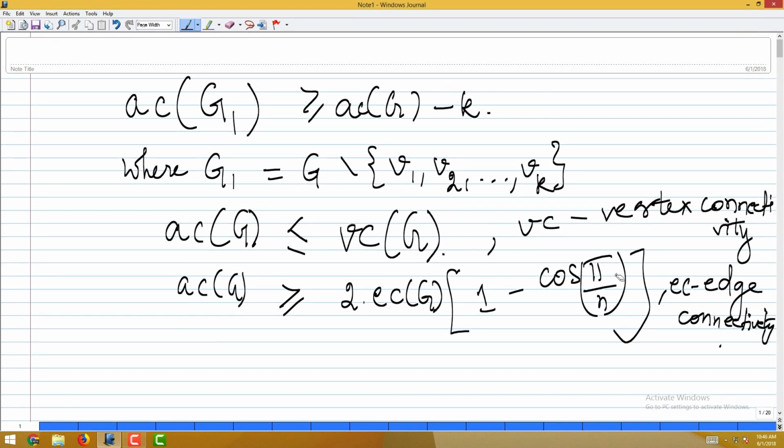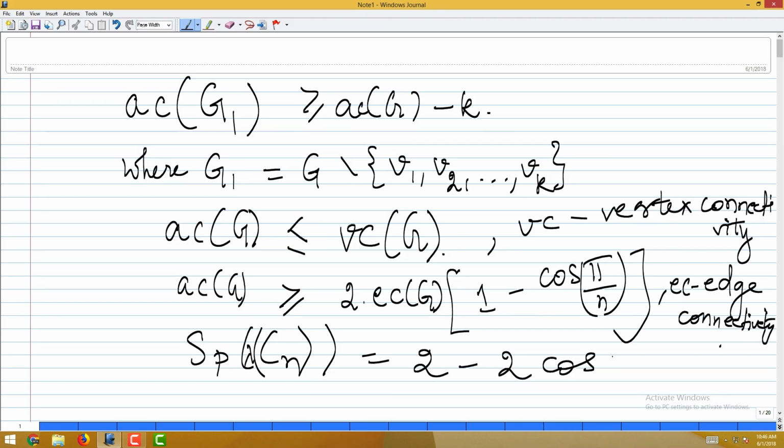When you simplify and solve for the expression for algebraic connectivity, you will get cos terms. One reason is that path graphs and cycle graphs have cos in their eigenvalues. If you solve for the spectrum of Cn, we are talking about algebraic connectivity, so this is nothing but 2 minus 2 cos 2 pi k over n for k running between 1 to n. If you look at the adjacency spectrum of Cn, it is just this quantity here, 2 cos 2 pi k by n.